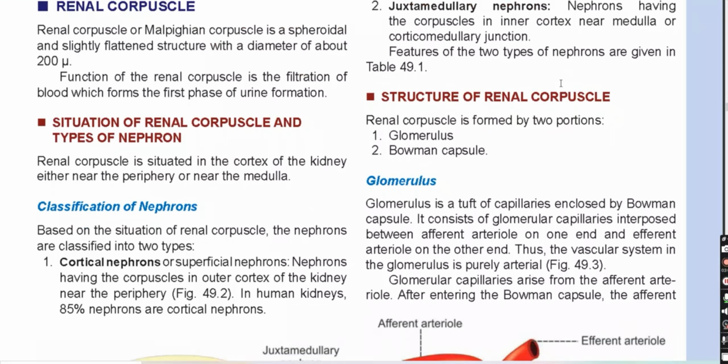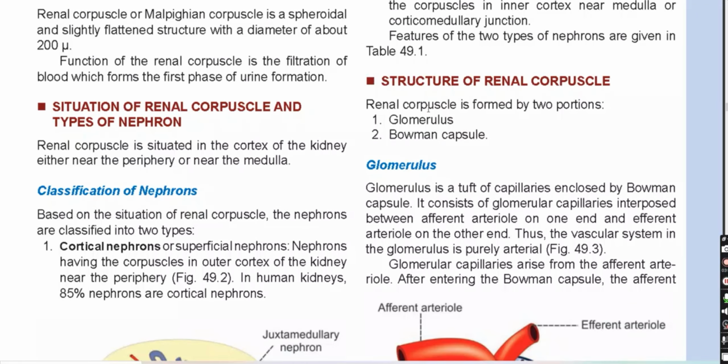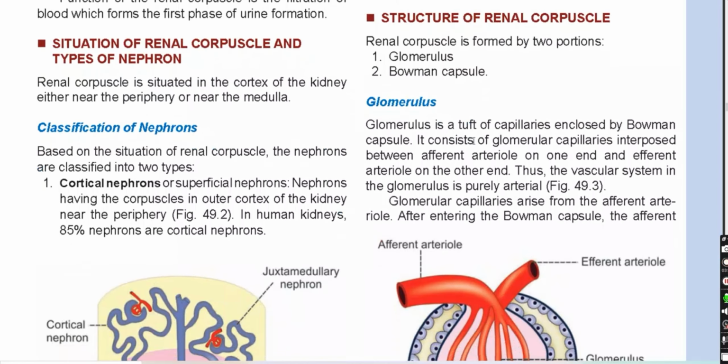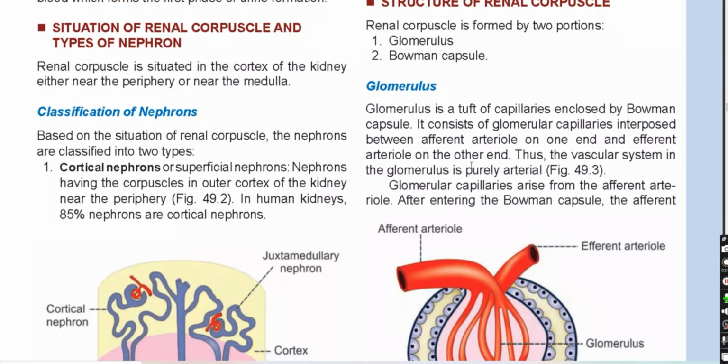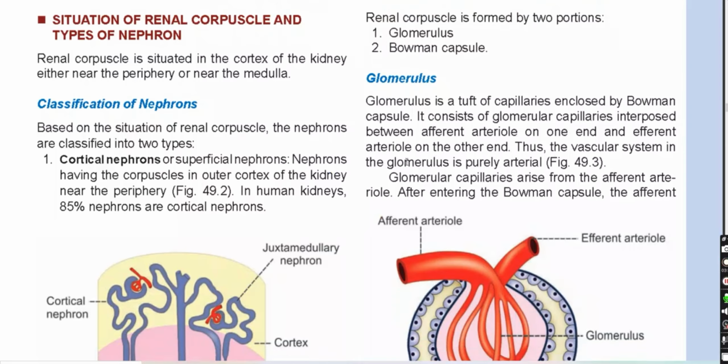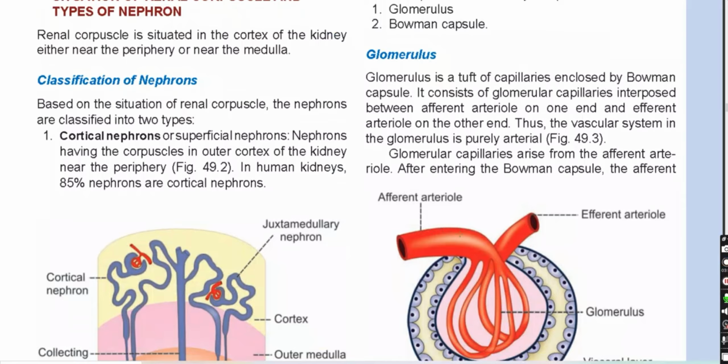Now the structure of the renal corpuscle: you see the glomerulus and also the Bowman capsule. We already said these are the two important parts present in the renal corpuscle. What is the glomerulus? The glomerulus is a tuft of capillaries enclosed by the Bowman capsule, and it consists of glomerular capillaries interposed between the afferent arteriole at one end and the efferent arteriole at the other end. Blood comes through the afferent arteriole, is filtered here, and then goes to the efferent arteriole.